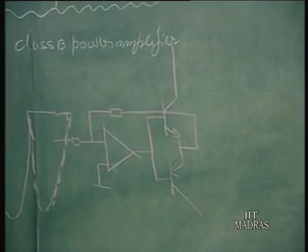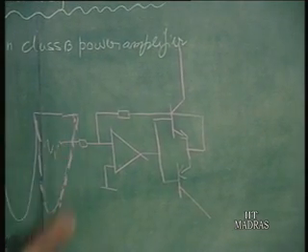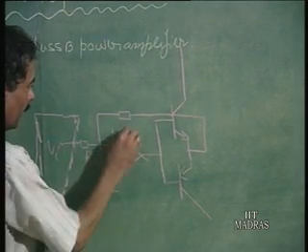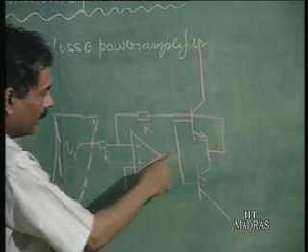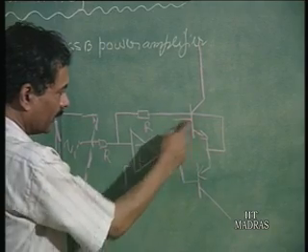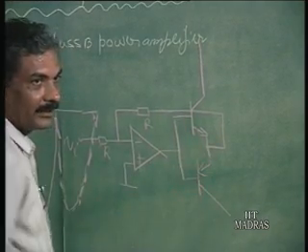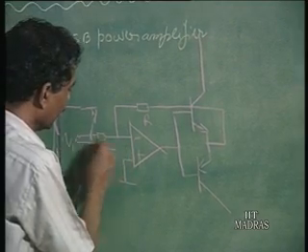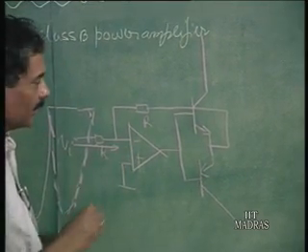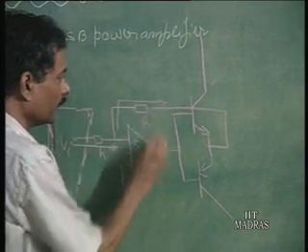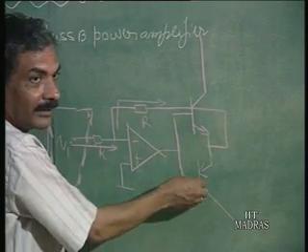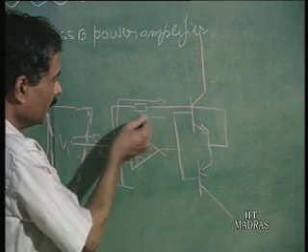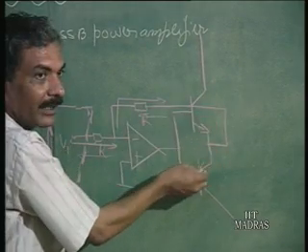You can see that this is the class B power amplifier, 10K we can put, and there is a diode connected like this here and like that there. As far as the current is concerned, current is always going to flow in this direction. When it is flowing this way, this transistor will take that current. When it is flowing in the opposite direction, it is this transistor which will conduct.